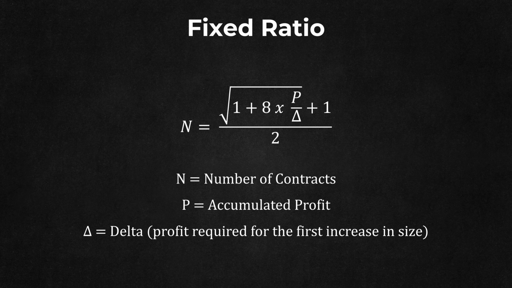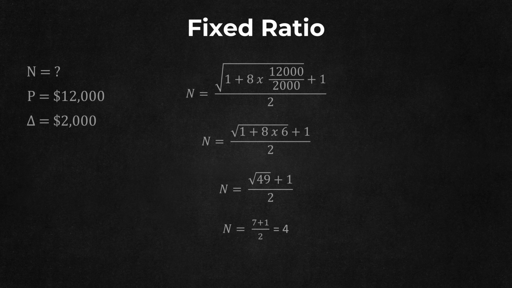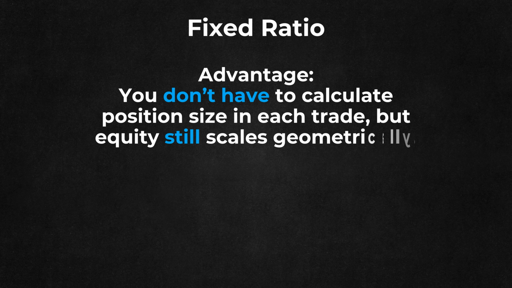The formula goes as follows. For example, if you have an accumulated profit of $12,000 and you define a delta of $2,000, the fixed ratio formula will return 4 contracts. The advantage is that you don't have to calculate position size in each trade, but your equity still scales geometrically. You only update position size when the profit milestone is reached.